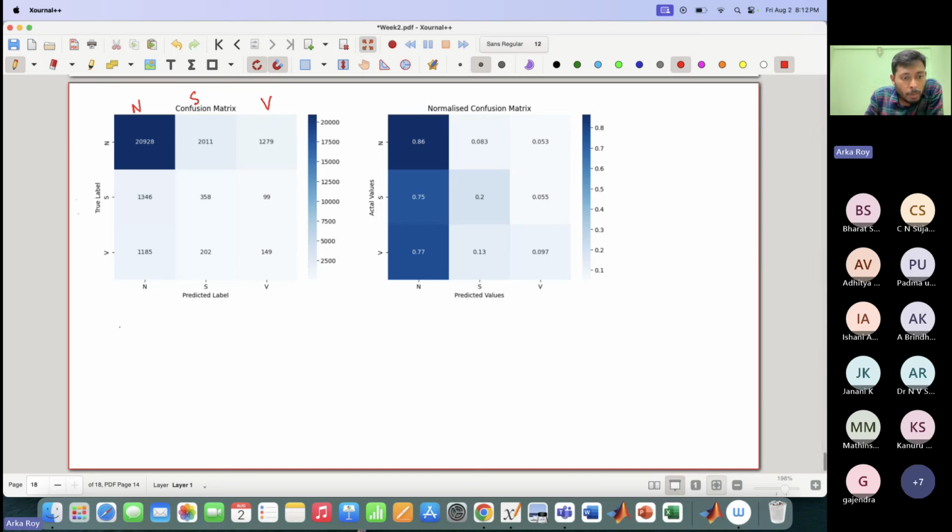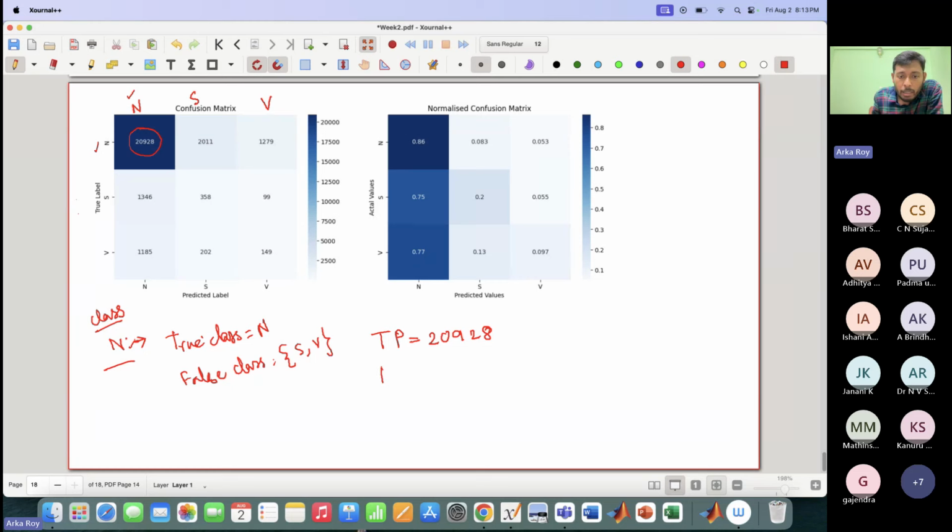So let us now talk about class N. When we talk about class N, our true class is N, and false classes are S, V. Now let us try to find what is true positive. True positive means your true label is, let's say, N and you are predicting it as N. So this is the true positive. Over here your true positive is 20928.